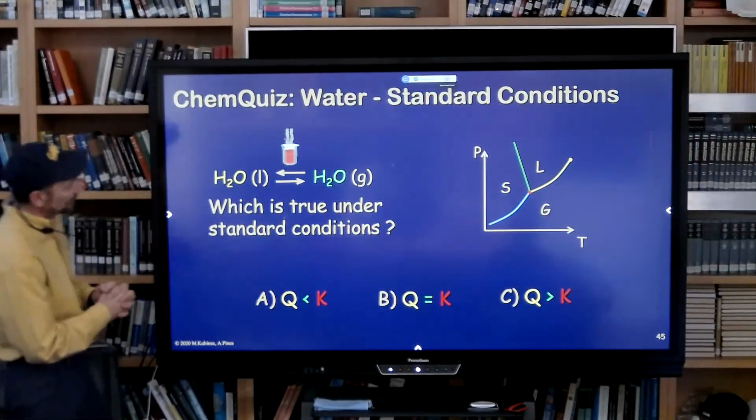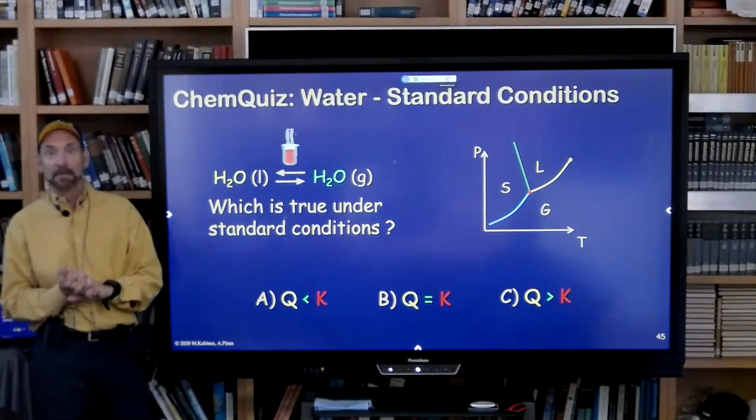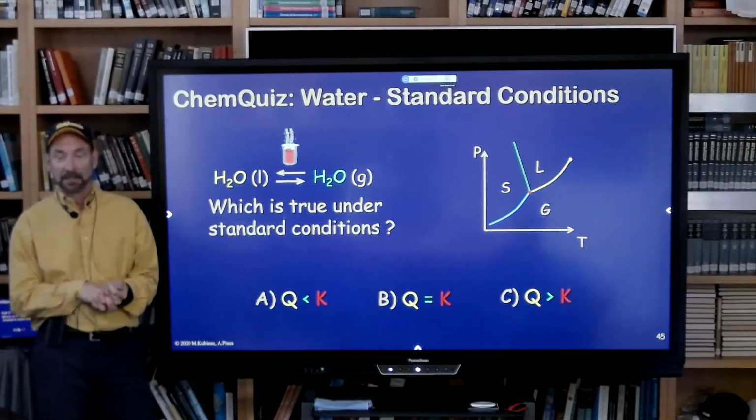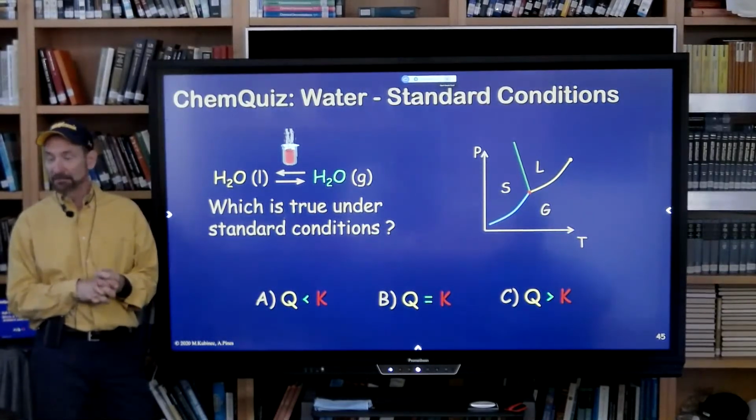Okay, we don't have time to talk about this, so we'll start here next time and talk about the relationship between Q's and K's for a couple reactions. Are there any questions coming from the chat or anything?